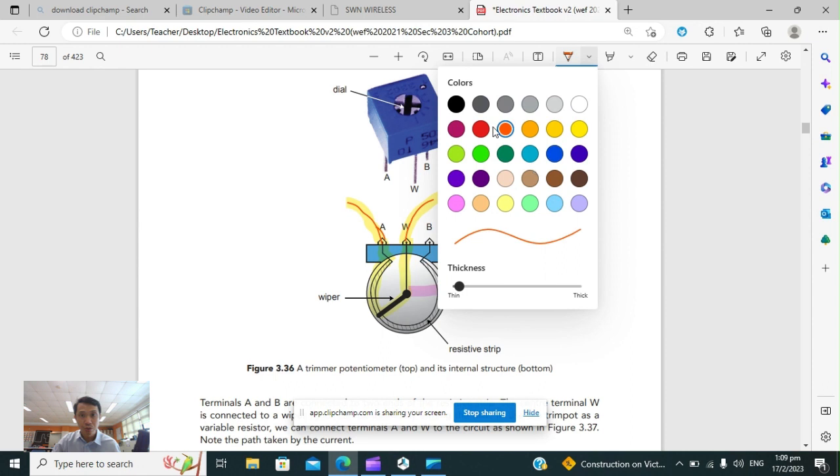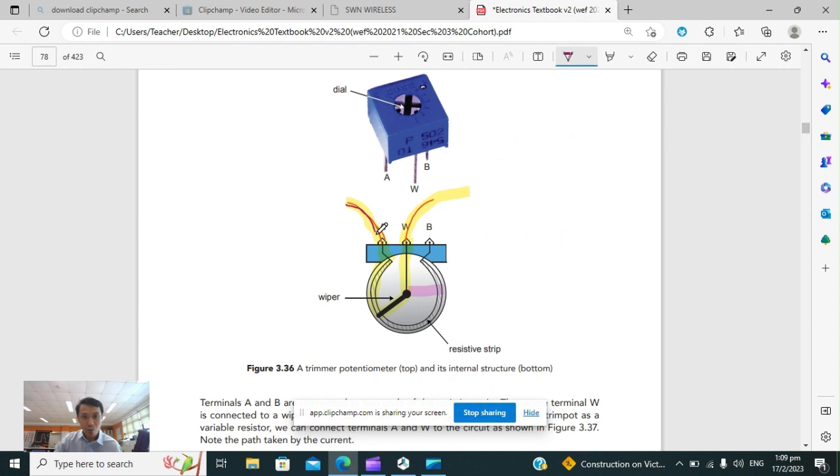Now, if you put your wiper at this position, at the pink position, that means the current, let's choose this purple, would have to go a longer way round the resistive strip, meet the new position of the wiper, and go through here. This pink color line that I've drawn, because the current has to go through a greater amount of resistive strip, means that with this wiper position over here, you have increased the resistance. Okay, so that's how it works. So that's how a trim pot works.